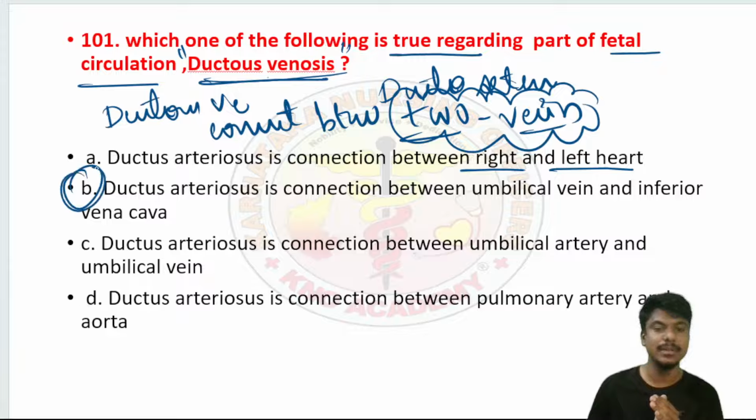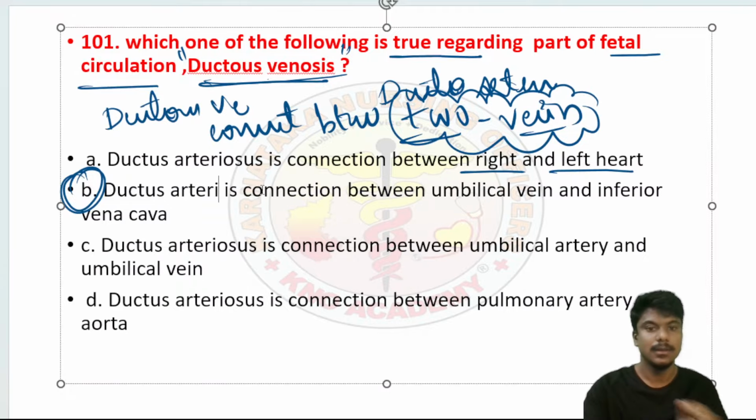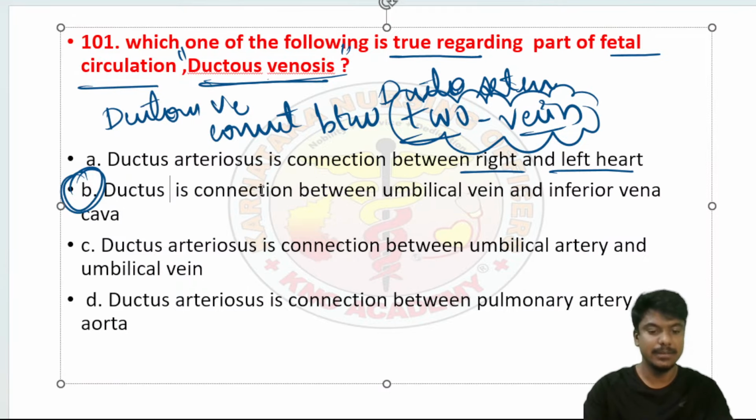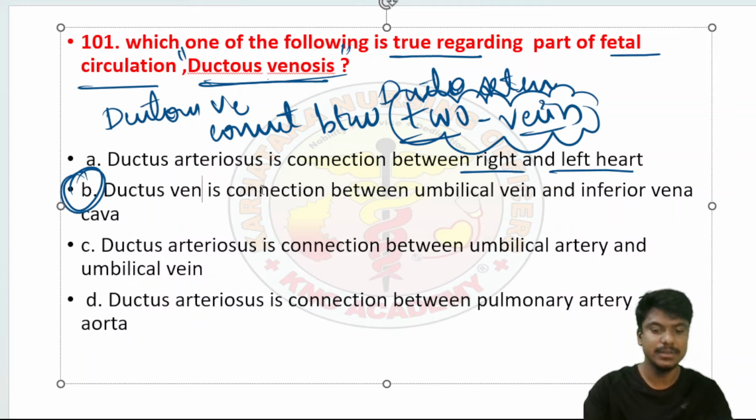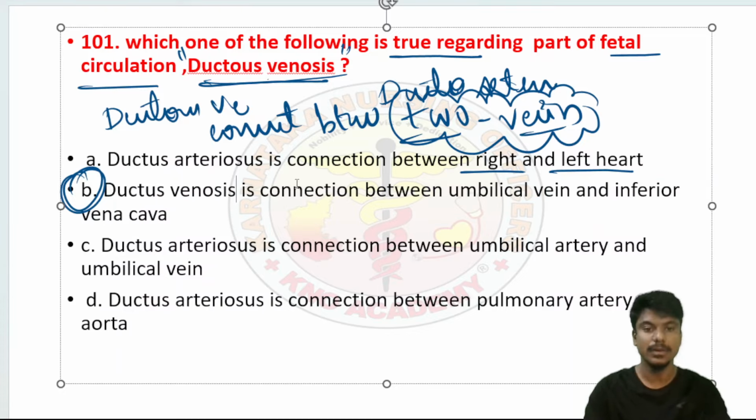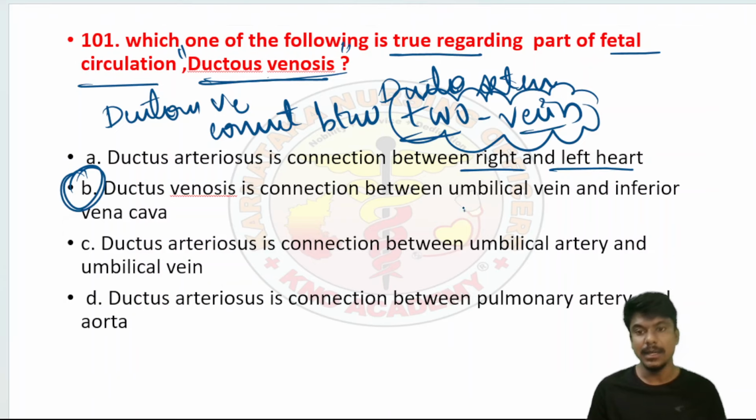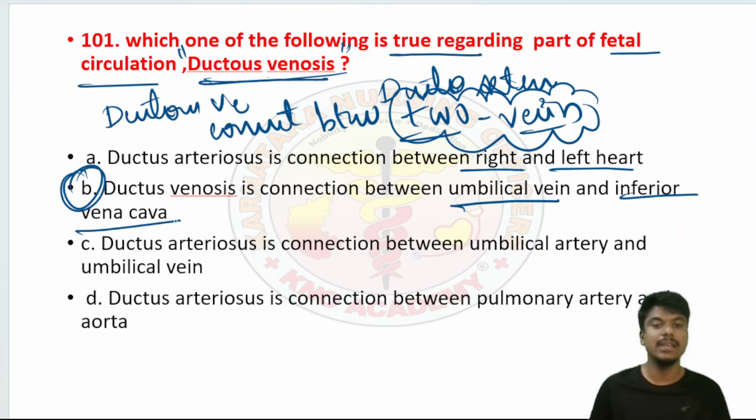Here, option number B, sorry, actually this one. This MCQ, one minute, option number B. I'm modifying it a little bit. Ductus venosus. Now you can see ductus venosus is a connection between the umbilical vein and inferior vena cava.